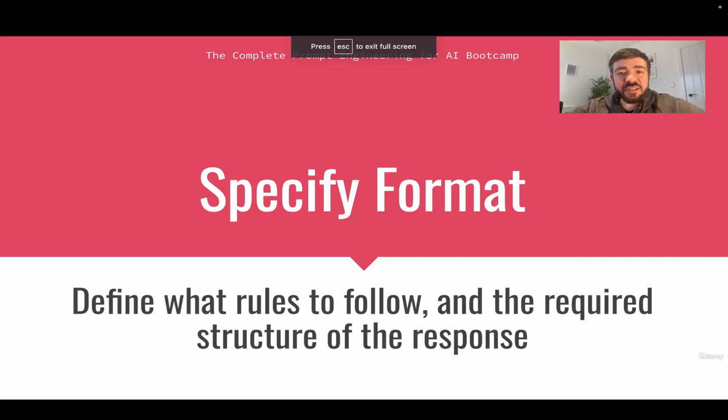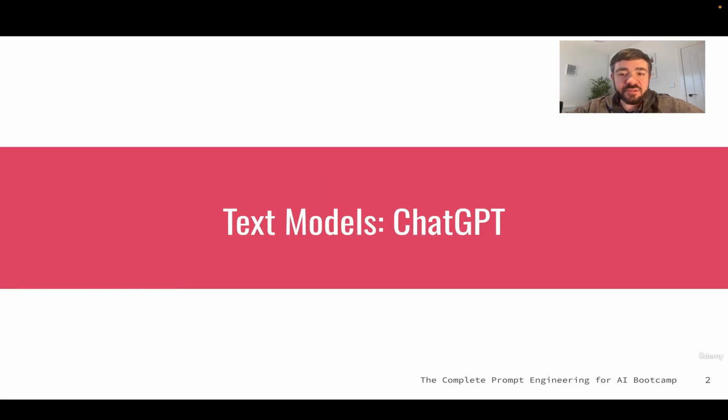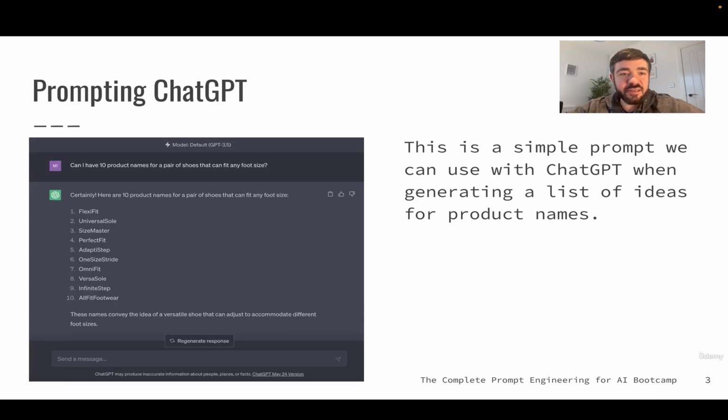The second principle to try is to specify the format. Define what rules you want the AI to follow and set a required structure for the response. All right. So we're going to look at this for text models first, and then we're going to go on to images. We're looking for a list of 10 product names for a pair of shoes that can fit any foot size. And this works fine.